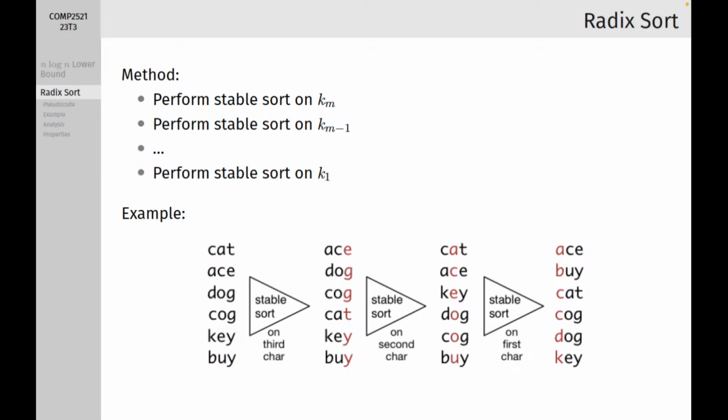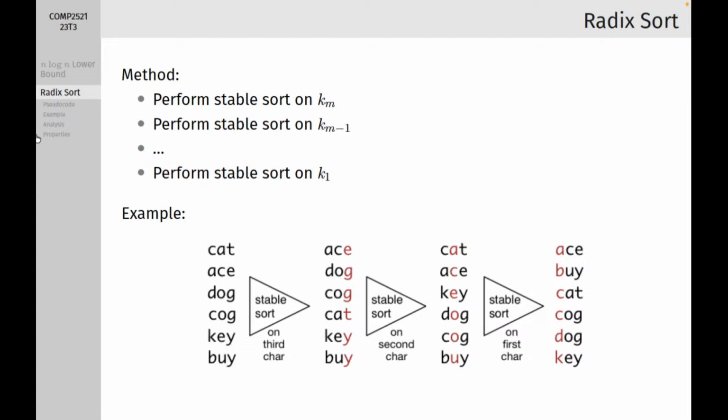All right, so what is the method behind radix sort? Well, the method is we perform a stable sort on Km, which is the last symbol of the key. Then we perform a stable sort on Km-1, that's the second last symbol of the key. Then we keep going, and finally we perform a stable sort on K1, which is the first symbol of the key.